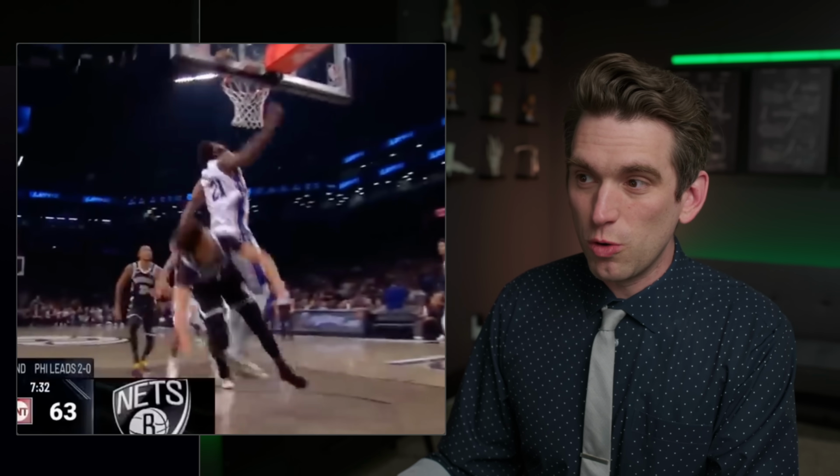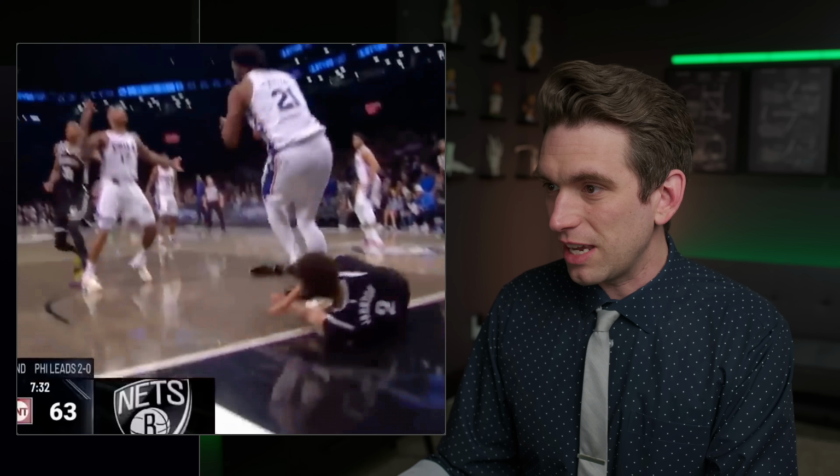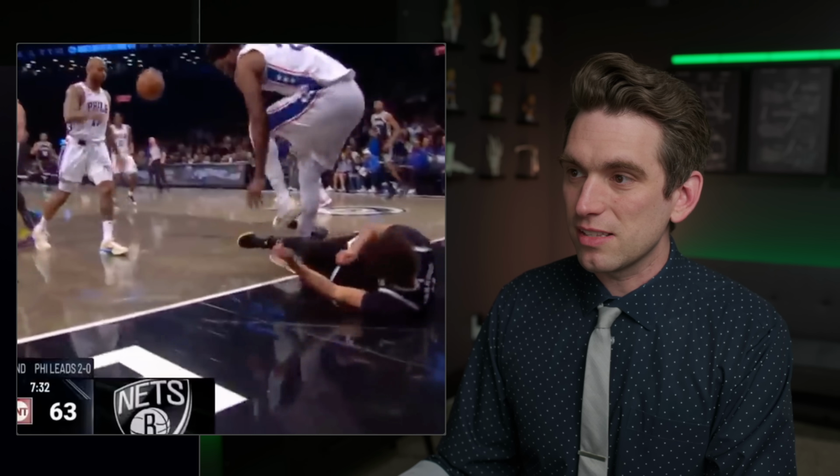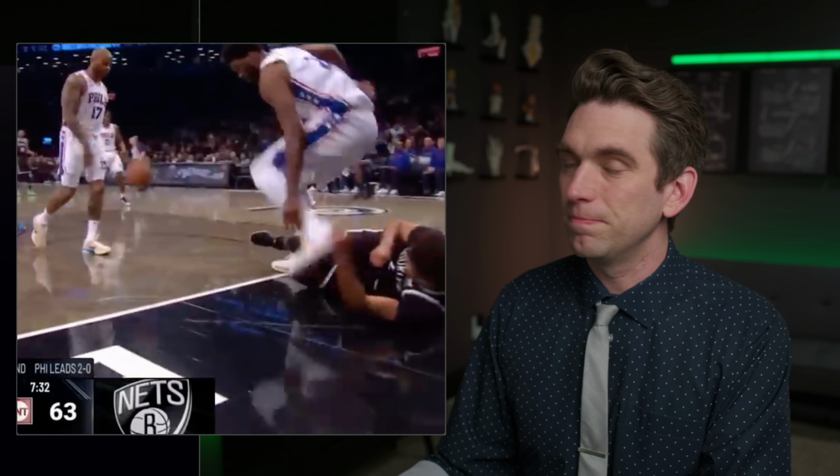But this is another one of those total fluke types of injuries. If he doesn't land right here this exact way, if Johnson isn't in this exact position, Embiid doesn't slightly hyperextend, he doesn't load his LCL, and he's not injured.